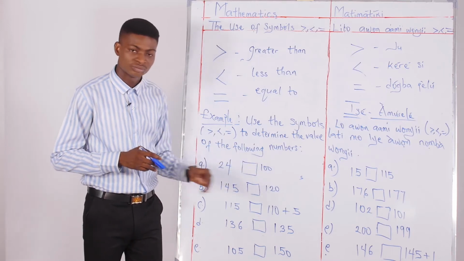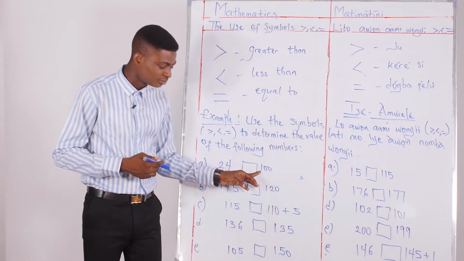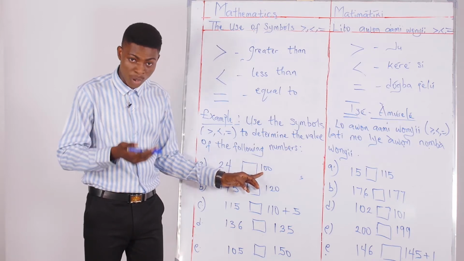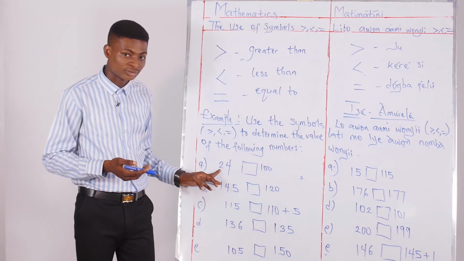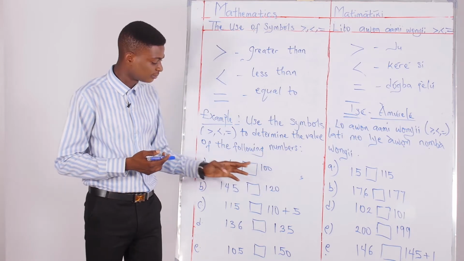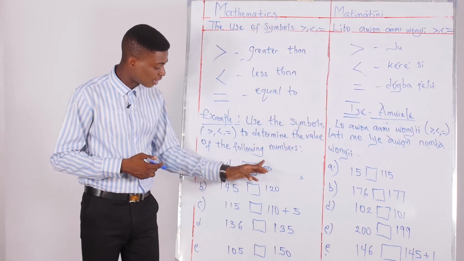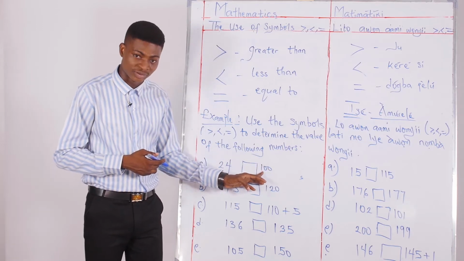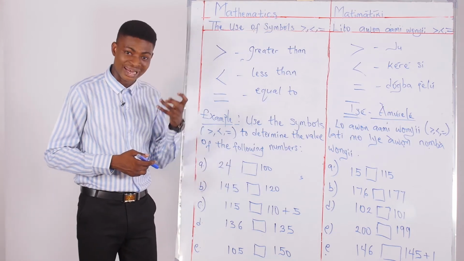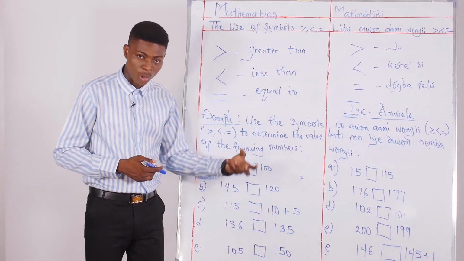The 0 here is the unit. This next 0 is the tens. 1 is the 100. So the highest unit in this next number is 100. The highest unit in this one is 10. So between 10 and 100, we now check. Since we are having 10 here being the highest unit for this number, and you are having 100 being the highest unit for this number, you should know immediately that this one is less than this one. That is 24 is less than 100.